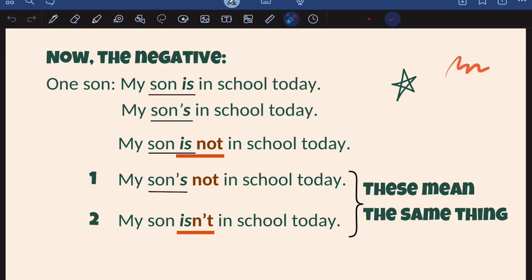Now, whenever you speak, you can always choose to not use the contraction. You can always say, my son is not in school today. Native speakers will always understand this. But when we speak, I'm going to say either my son's not in school today or my son isn't in school today. And you can try these out too. That's for the word is.